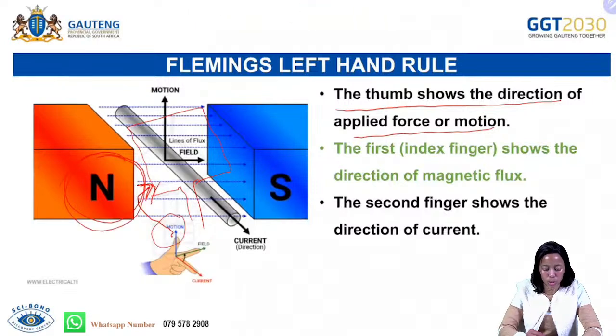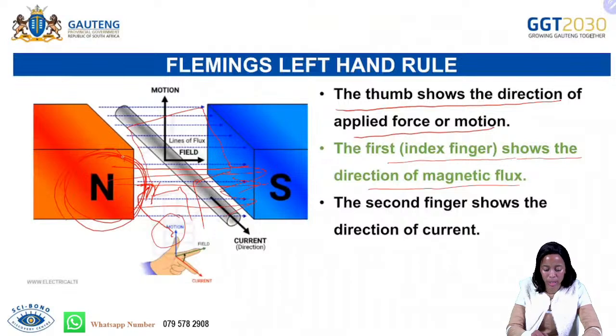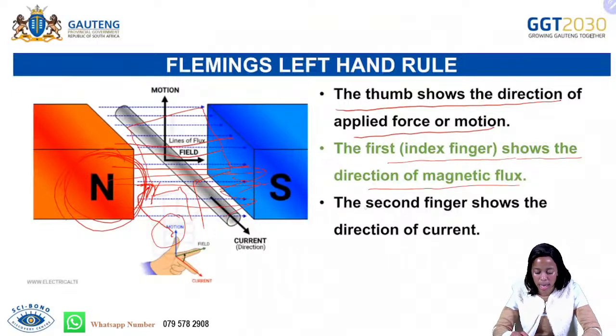But now what we also need to know is that we are going to be measuring the magnetic field lines, they need to be flowing from the north pole to the south pole. So you're going to use your left hand, then the thumb is the force, and then the first finger shows the direction of the magnetic field lines, okay? And then the second finger, it says that it will show you the direction of the current.